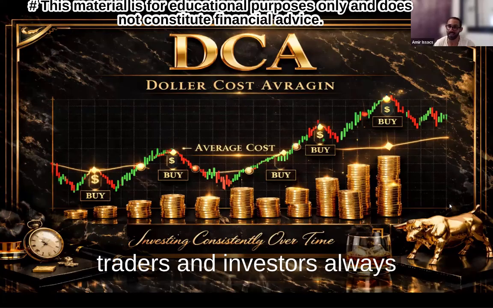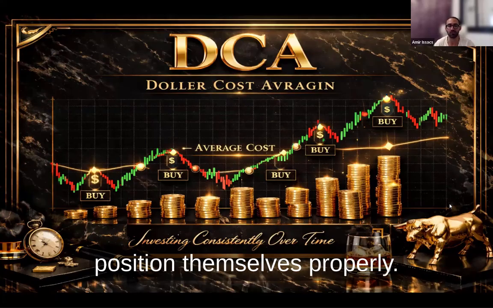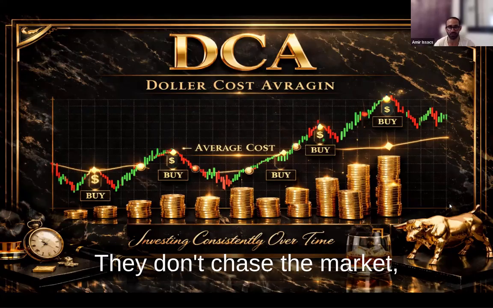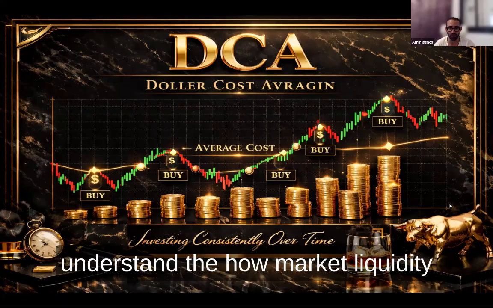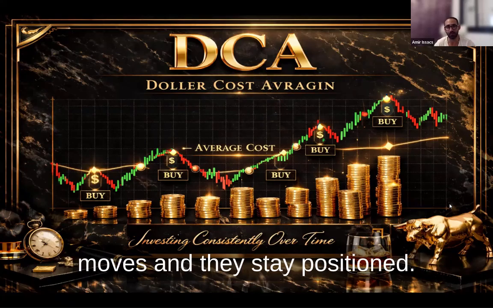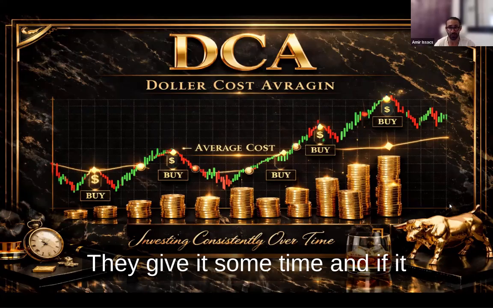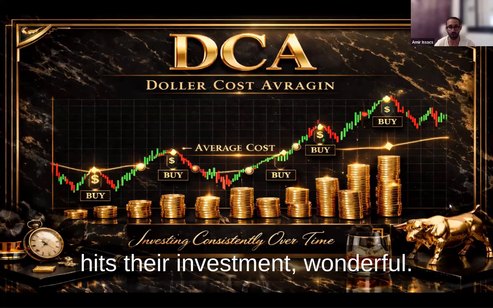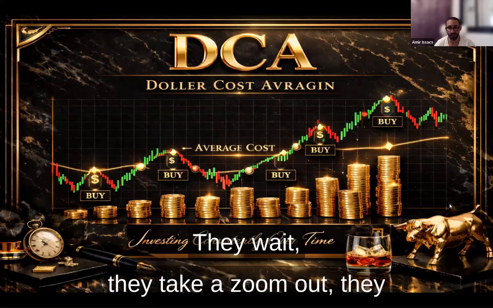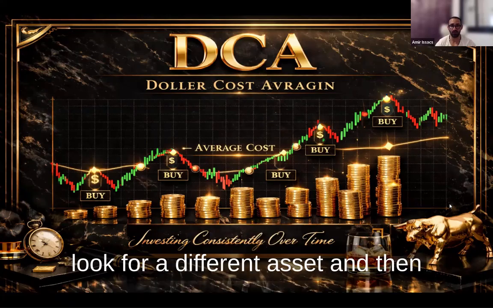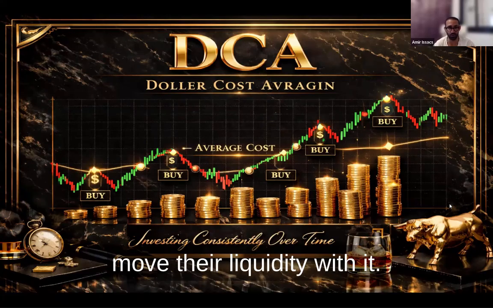Smart traders and investors always position themselves properly. They don't chase the market. They move their liquidity, they understand how market liquidity moves, and they stay positioned. They give it some time, and if it hits their investment, wonderful. If it doesn't, they don't start chasing the market. They wait, they zoom out, they look for a different asset, and then move their liquidity with it.